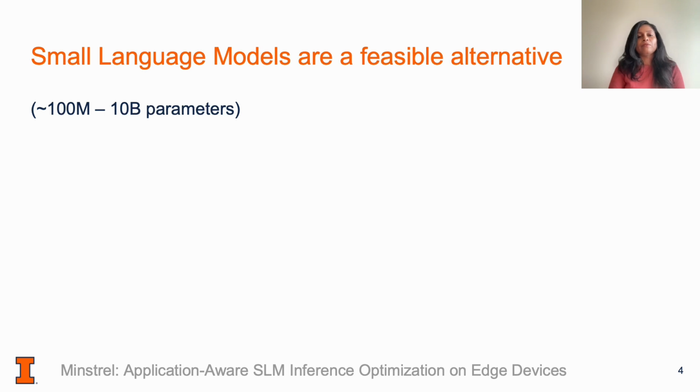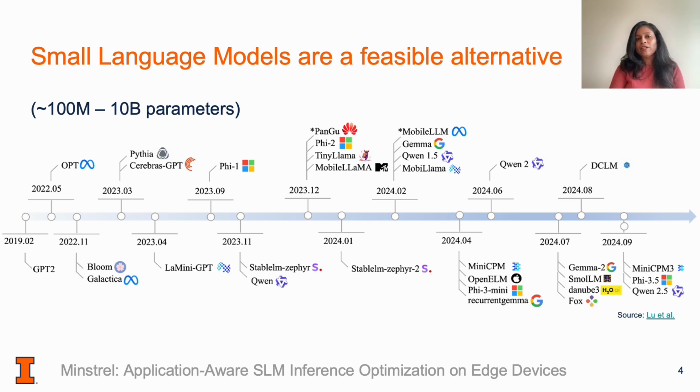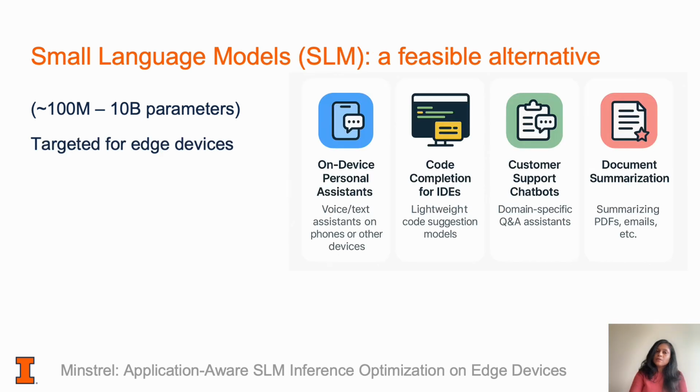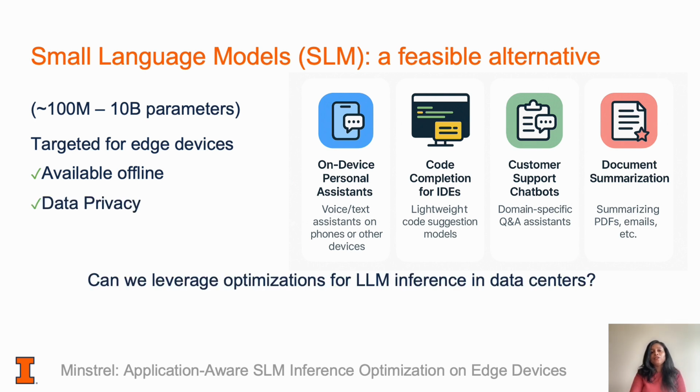An alternative can be small language models, or SLMs, which are orders of magnitude smaller in size, and these models are provided by multiple vendors such as Google, Microsoft, etc. These models are targeted for edge devices and support use cases such as on-device personal assistance, code completion, customer chatbots, document summarization, etc. SLMs provide the benefit of being available offline, and through the sheer virtue of local inference, data privacy as well. Now, there is a vast amount of research optimizing LLM inference in data centers.